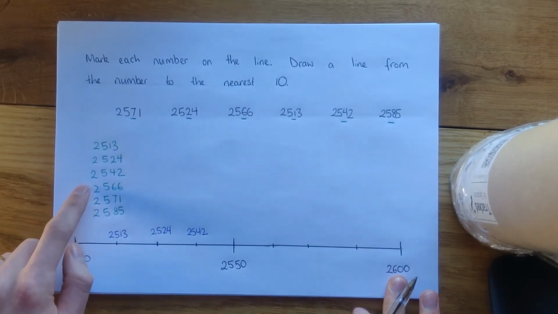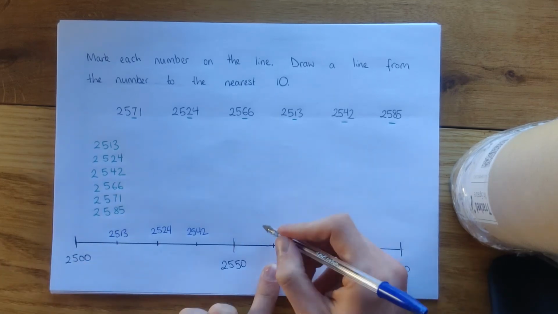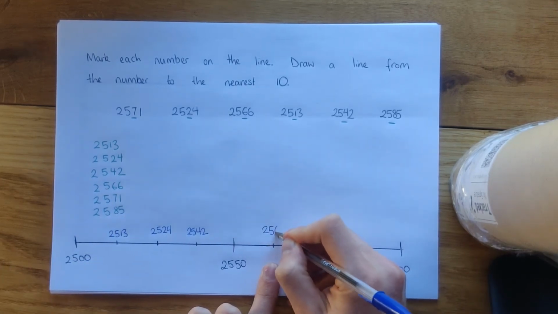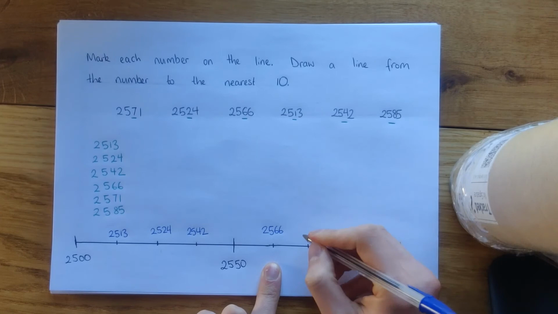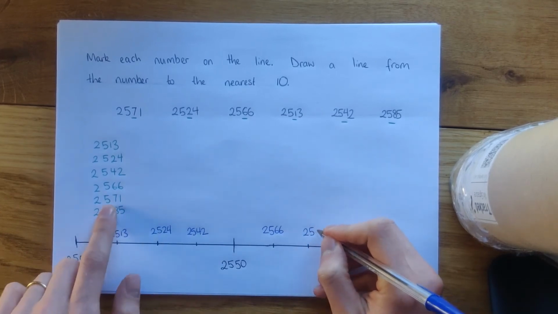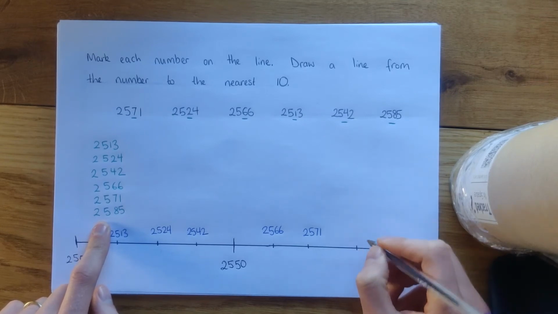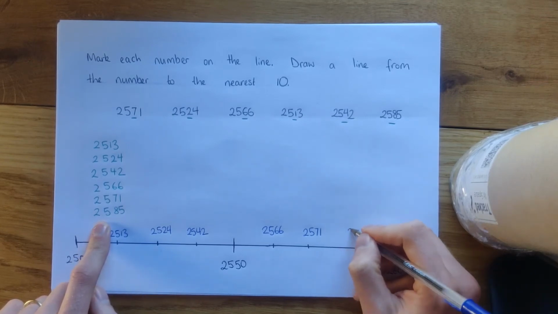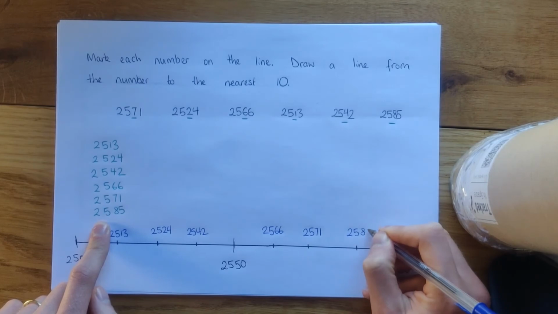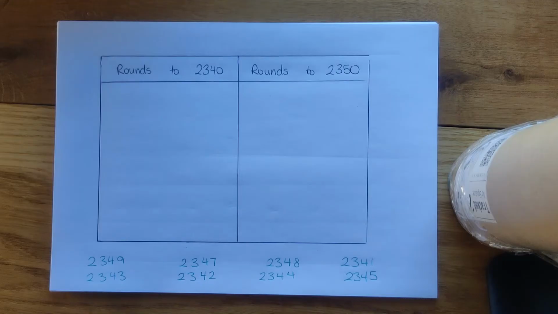After that we are going to have our next largest number we worked out is 2,566. Then we've got 2,571. And finally the last number for our last interval is going to be 2,585. So we've looked at how to put numbers of 4-digit value onto a number line.